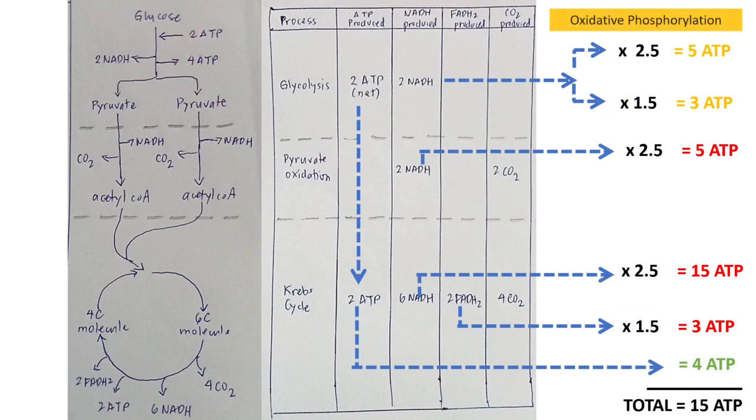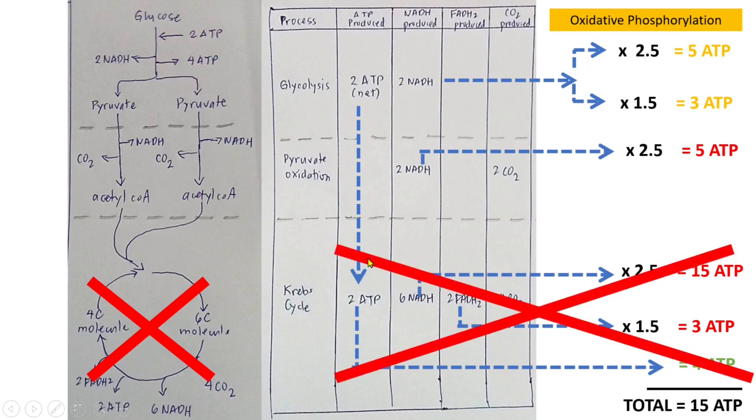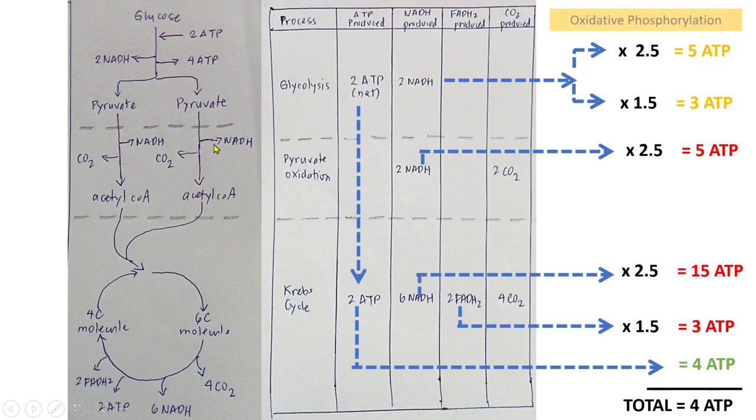How about if the mutation is in the Krebs cycle? So this means all of this will be functional. Pyruvate oxidation will be functional. Oxidative phosphorylation will be functional. So we're just going to remove this portion. So you will have a total of 5 plus 5 plus 3 plus 2, which is equivalent to 15 ATP. So that will be some idea of what will happen if there will be mutations in these different stages of cellular respiration.